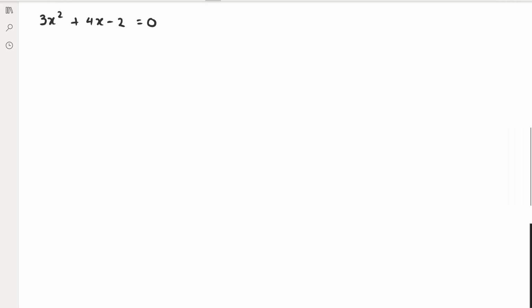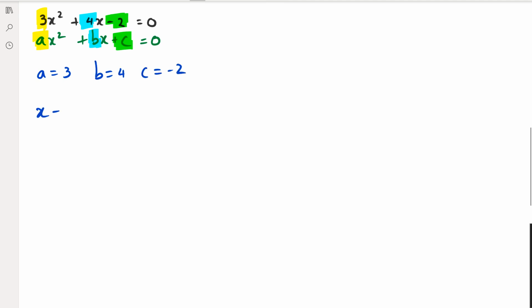So as usual, I'm going to write down my ax squared plus bx plus c equals 0, and then start matching things up. So a value is equal to 3, b value equals 4, c value equals negative 2. So a is 3, b is 4, c equals negative 2. So write down my formula.